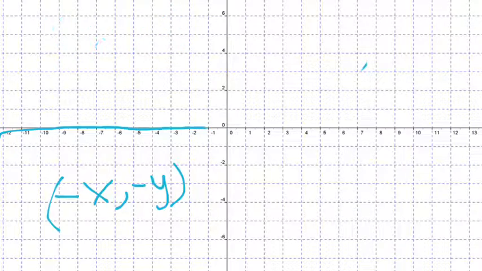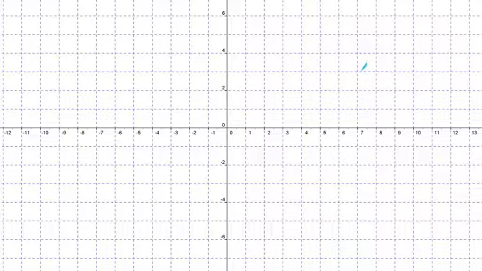Points. There's going to be some stuff that you're going to have to do in regards to points. You need to know how to plot a point. So, we have a problem like this. The point is right there, let's say. How would you write that point right there? What would be its ordered pair?